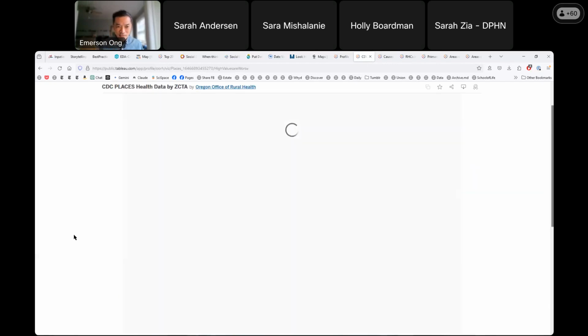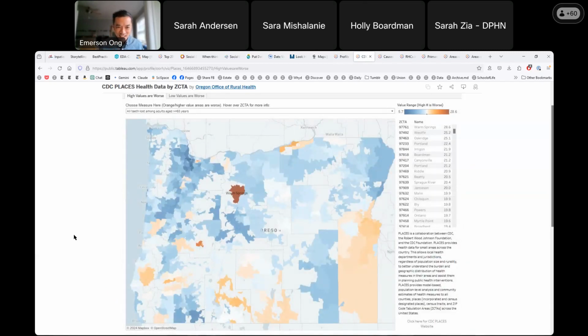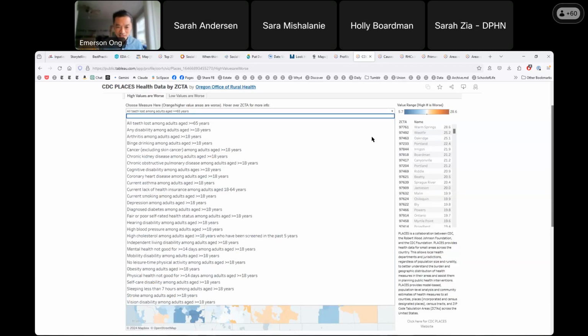So this one is CDC Places health data by ZCTA. ZCTAs are the census equivalent of zip codes. So this is Behavioral Risk Factor Surveillance System data down to pretty much a zip code level. And all you have to do is choose the value that you want from this top drop down. And yeah, there's tons of stuff here.